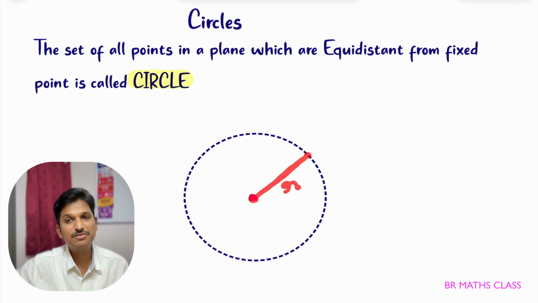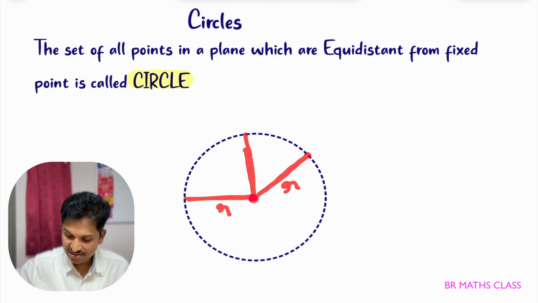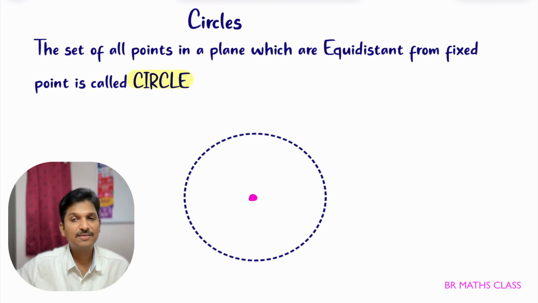Generally, we denote it by a smaller r. Distance from the center to any point. This is also a radius, of the same length. Distance from the center to any point on the circle is called the radius. So you learned a total of 3 things. One is the definition of a circle. What is the center of a circle? In the definition, we take a fixed point. That fixed point is called the center of the circle. What is the radius of the circle? The distance from the center to any point on the circle is called the radius.